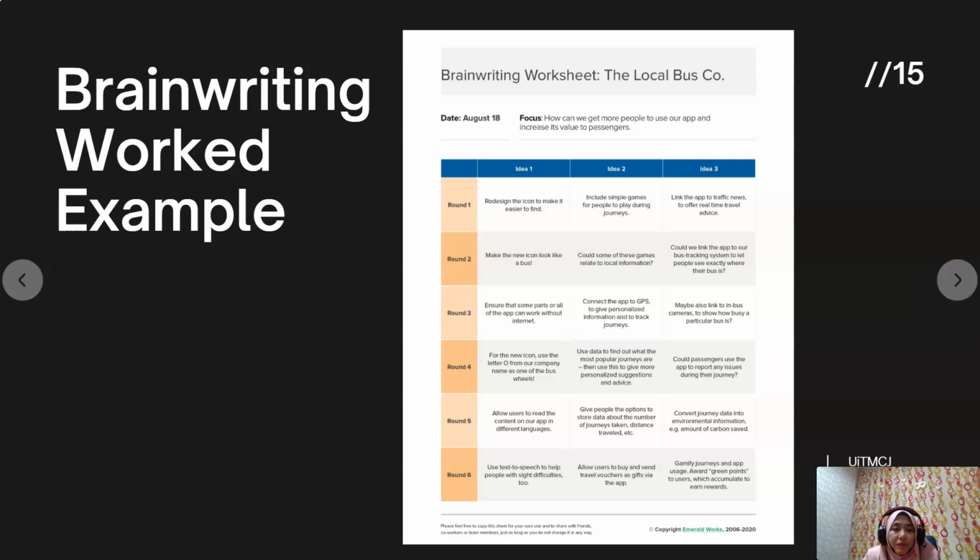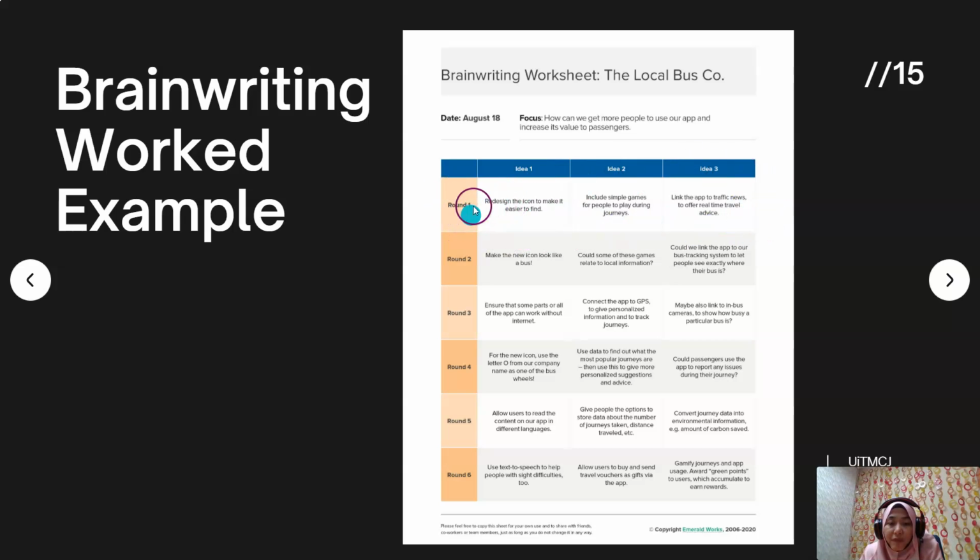Alright, so this is a worked example. We have a template of a brainwriting worksheet, which you can find on the internet. This is one example: how can we get more people to use our app and increase its value to passengers? This is from a local bus company. Let's say we have 6 rounds involving 6 people. For example, we have these 3 ideas.